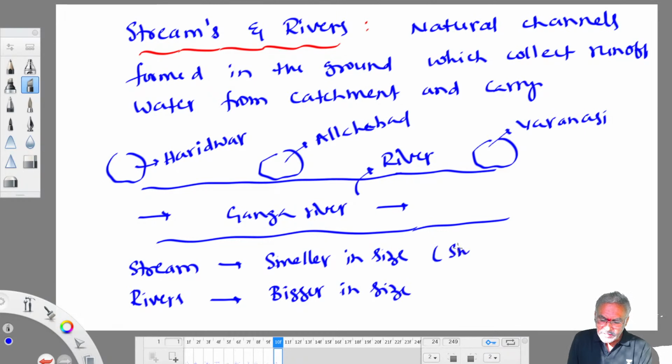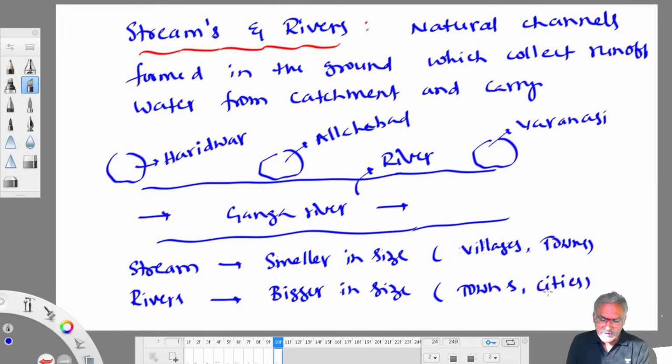So small communities can depend on streams, like towns and villages. Any community can depend on rivers, towns and cities. They can comfortably depend on river water.